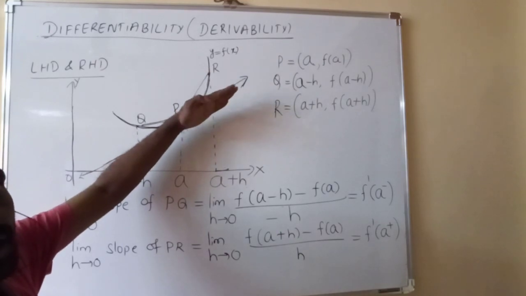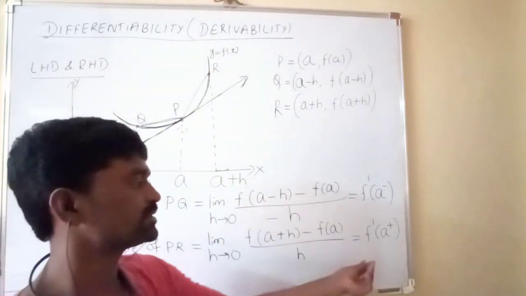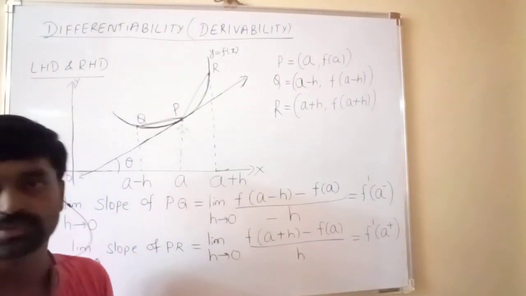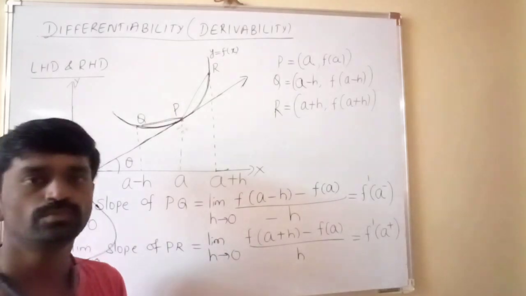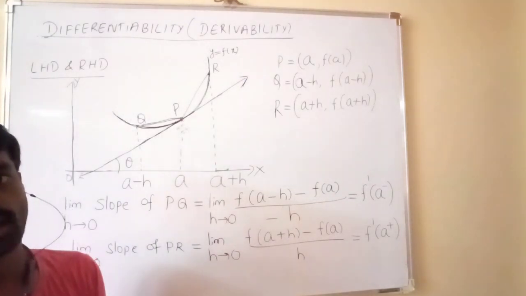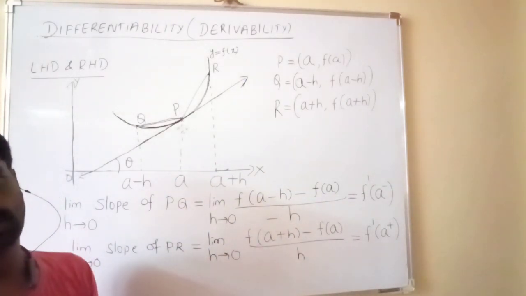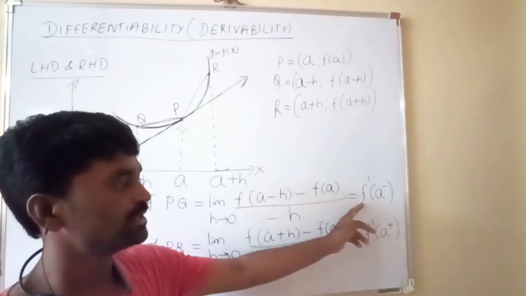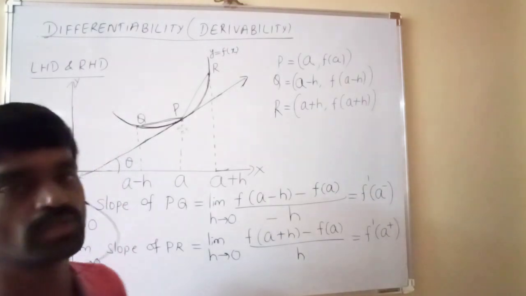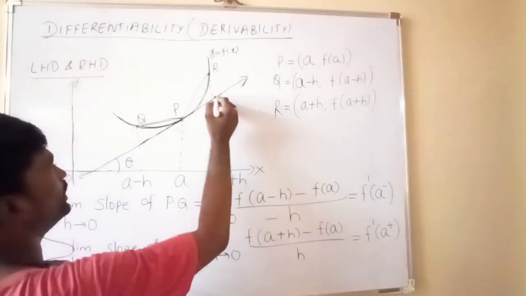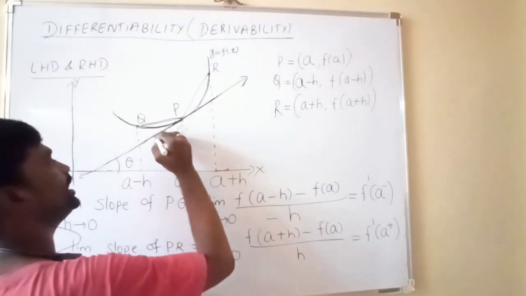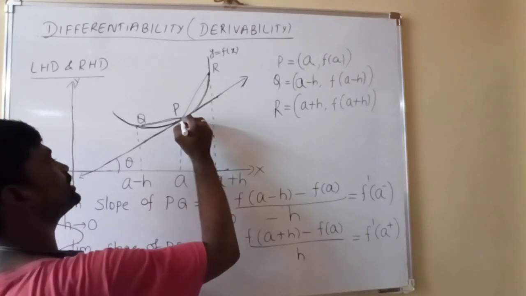So this f dash of a plus is nothing but the limiting value of the slopes of the right secant lines through P. If this limiting value and the other one, that is f dash a minus and f dash a plus, are both equal, then the right tangent at P is the same as the left tangent at P. Hence we can draw a unique tangent at P.